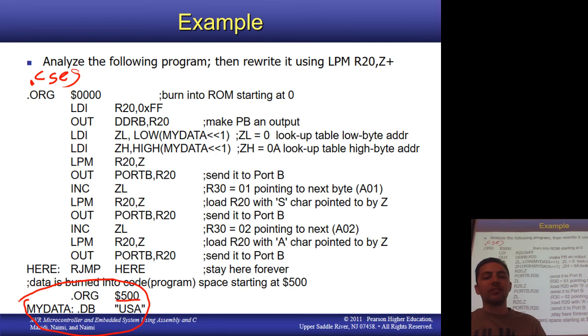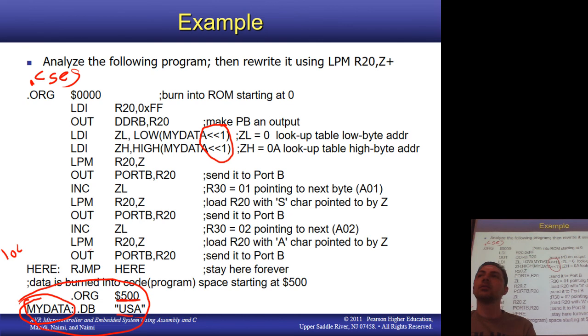So at address 500 in ROM, I put USA, USA. Now, my data corresponds to a location. And this is the crux of the problem. My data is a location. So in order to turn this into the byte address, because that's what I need to put in Z, the first thing I do is I multiply it by 2.